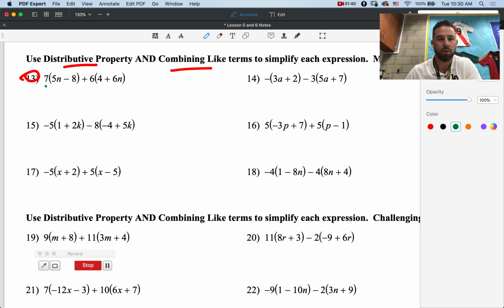All right, so what we're gonna do today is I'm gonna show you how we do number 13. And what's gonna happen is we're gonna use the distributive property here twice. You can see there's one here and there's one here, and then we're gonna have to combine like terms. So let's do a double distributive property. We have 7 times 5n is 35n. And then we have 7 times negative 8 is negative 56.